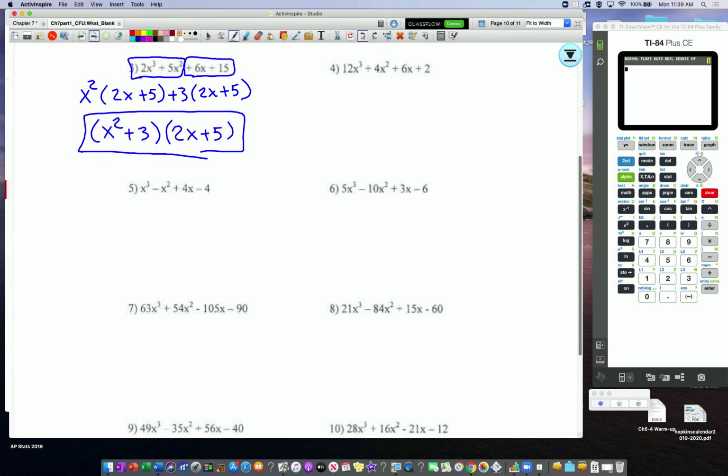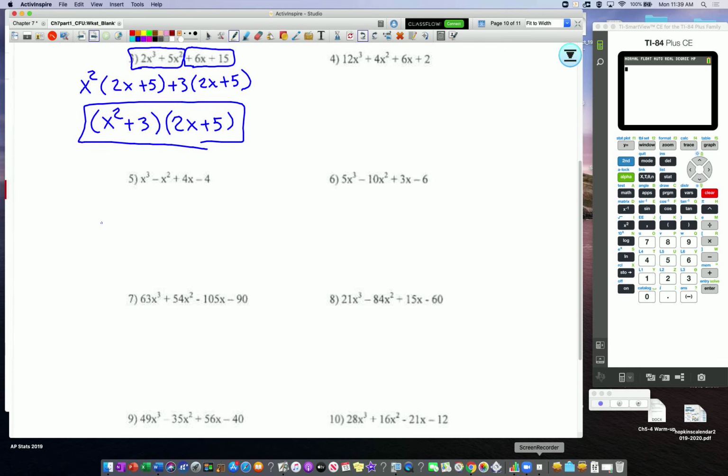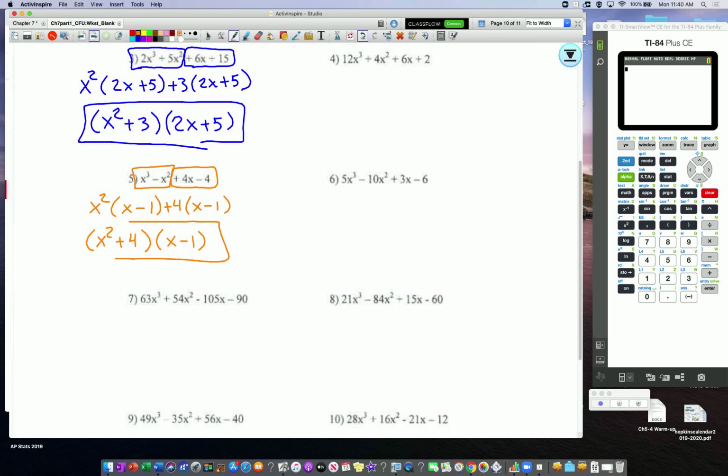All right, sliding on down, number 5. So this one, group the first two together, all they share is x squared. So I'm left with x minus 1. These share a 4, sets of x minus 1. So I have x squared plus 4 sets of x minus 1. This is not a difference of perfect squares, so I'm actually done on that one.